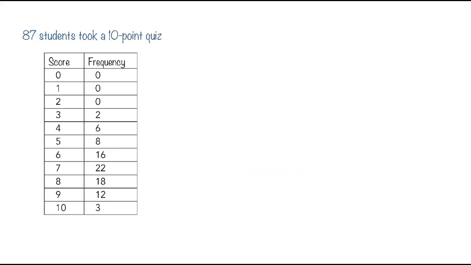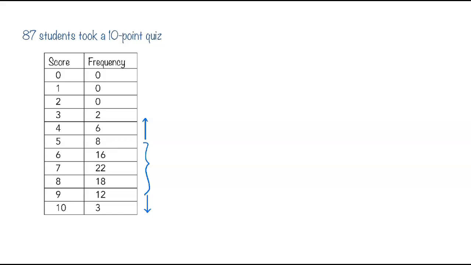Consider this example set of data. We have 87 students that took a 10-point quiz. They could score any whole number from 0 to 10. And from this frequency table, we can see that no student scored a 0, 1, or a 2, while 2 students received a score of 3, 6 students received a score of 4, and so on. Notice that most students have scores that are clustered right around here. There are some students that scored less and some that scored more, but a majority are clustered close together.